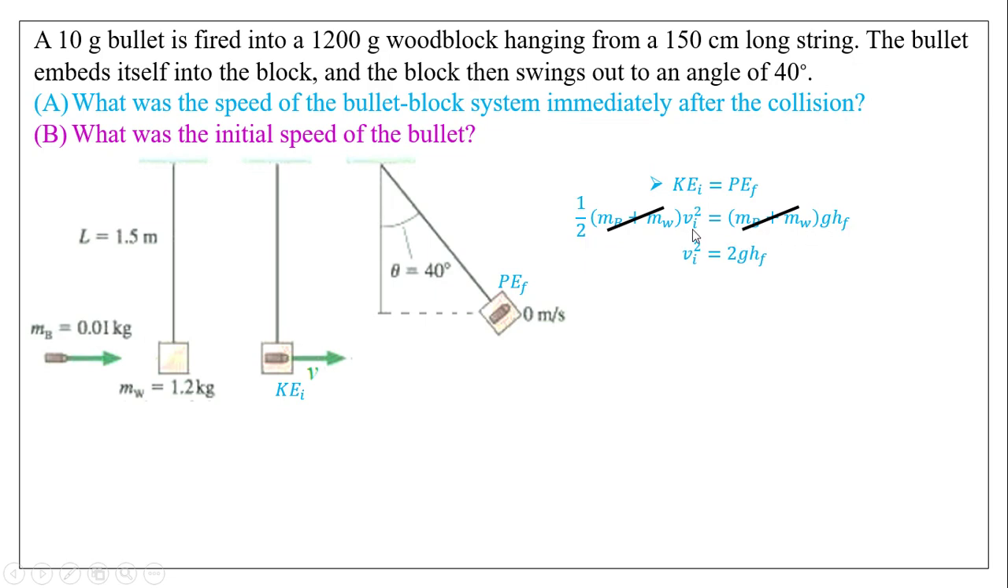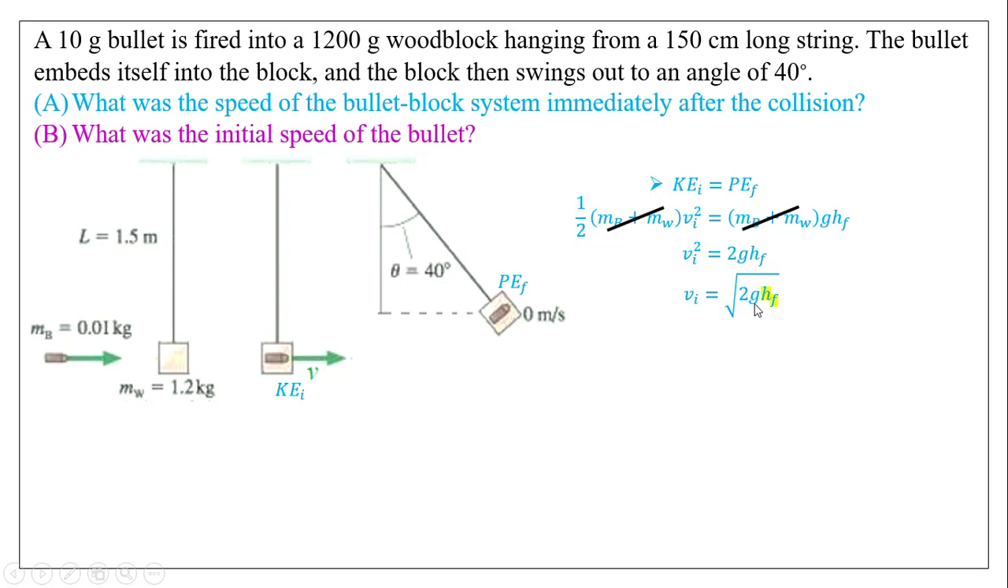But to solve for VI squared, I need to multiply both sides by 2 to cancel out this 1/2. Hence, the 1/2 now looks like a 2 on the right side. Or you can just literally think about it: you can move this 2 in the denominator on the left-hand side to the right side, and that's what you do when you multiply by 2. Other than that, I recognize that this is VI squared, so to get VI by itself, you need to square root both sides. So here, this is the square root of 2GHF.